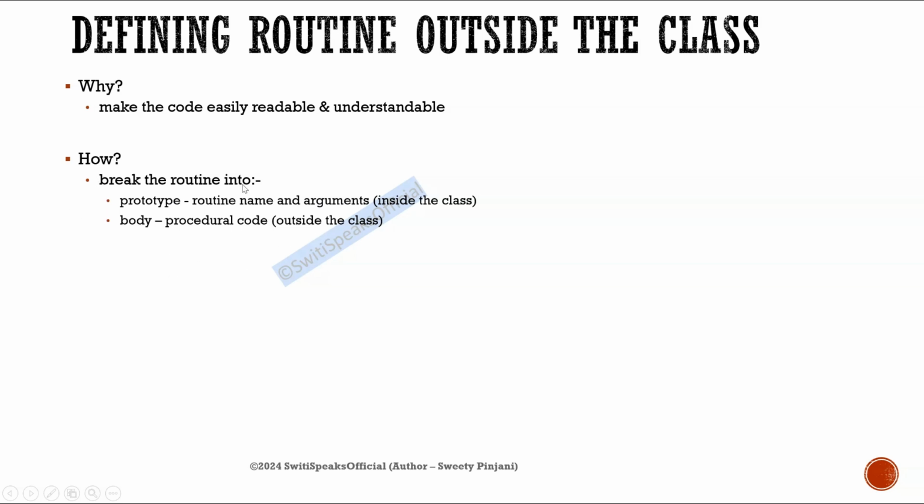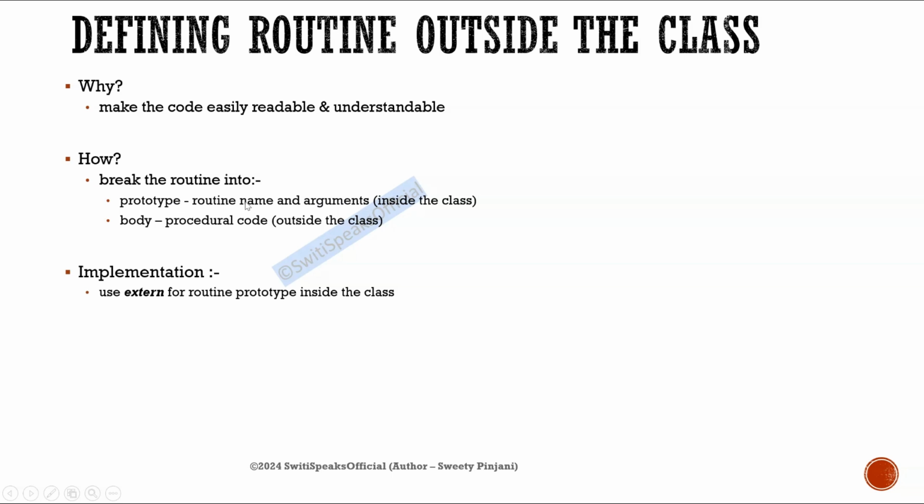The main thing is we need to break the routine into the prototype, which will be inside the class, and the body, which will be outside the class. How am I going to implement this? There is a keyword in System Verilog called extern. You need to use the extern keyword for the prototype which you are defining inside the class.